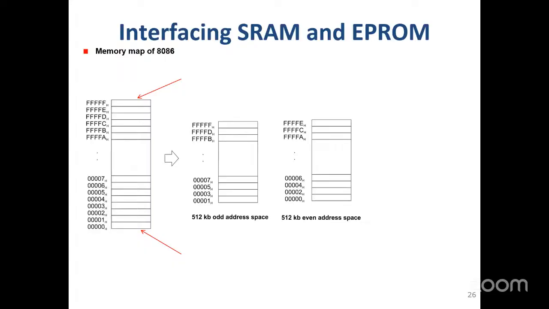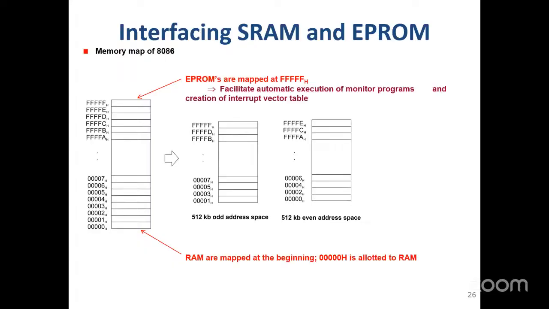The 8086 microprocessor has 16 data lines, which can be denoted as D0 to D15. D0 to D7 access the lower data from the even address bank, and the higher data from the odd address bank. Both are the same for the random access memory as well as the EPROM, the read-only memory.